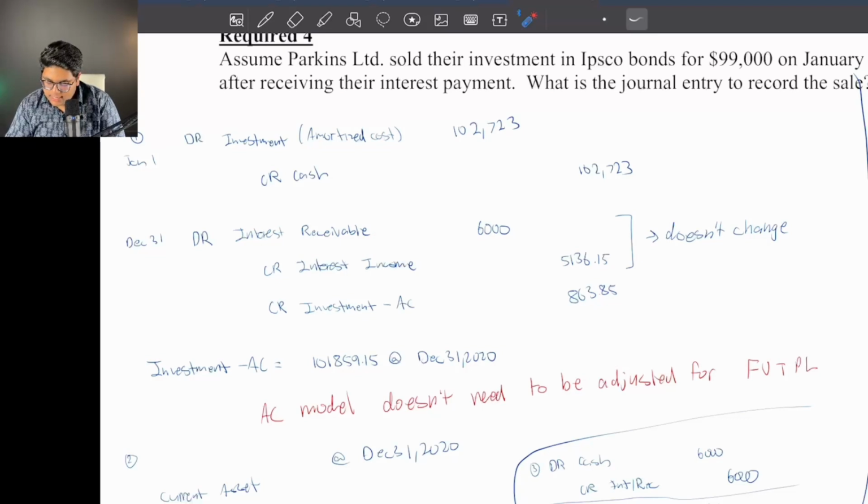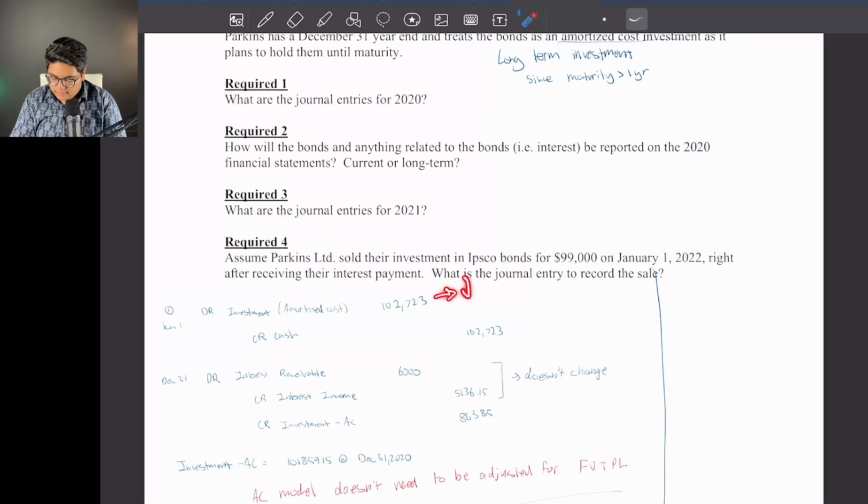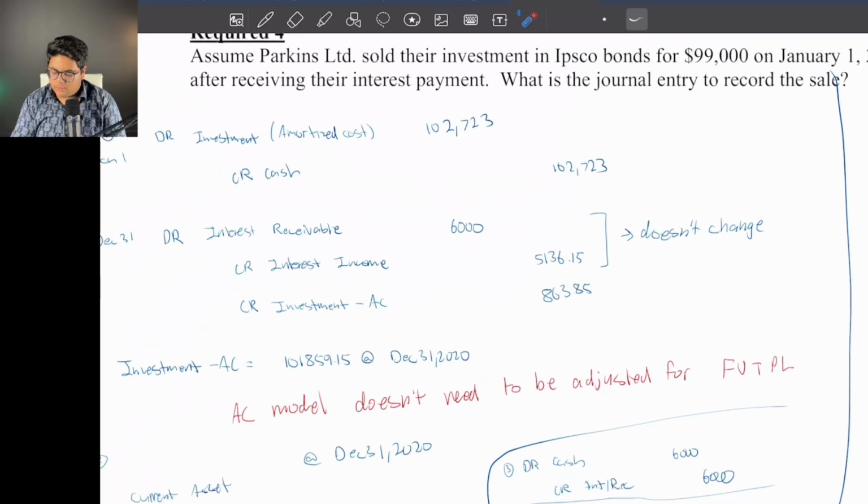And our credit investment is $863. So basically, our credit investment decreases the investment. We want it to decrease because we bought it at a premium. We want this amount to go down to $100K. And to do that, we need to credit it.